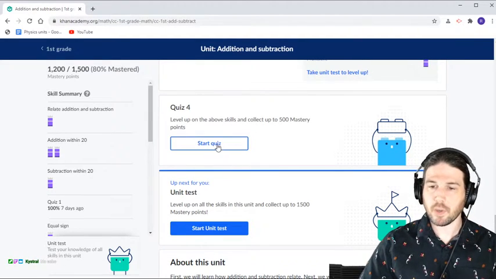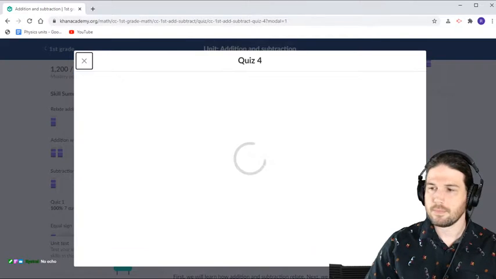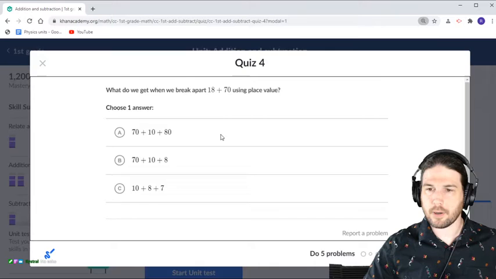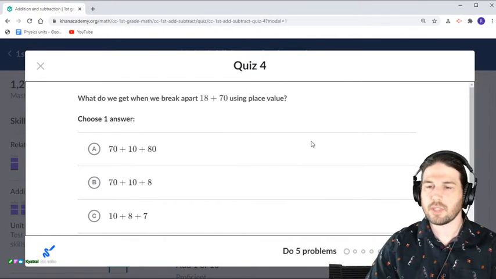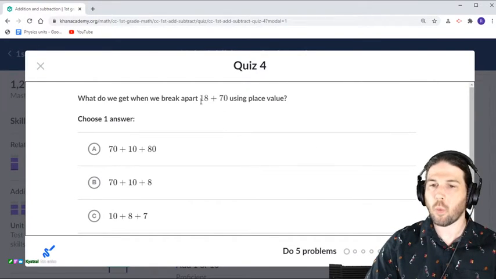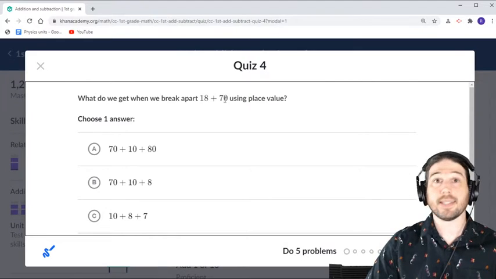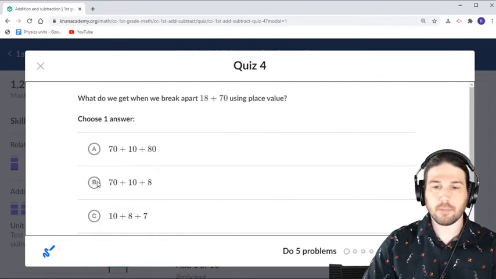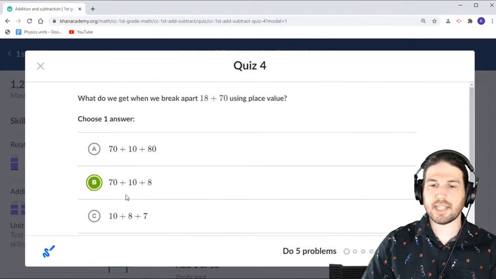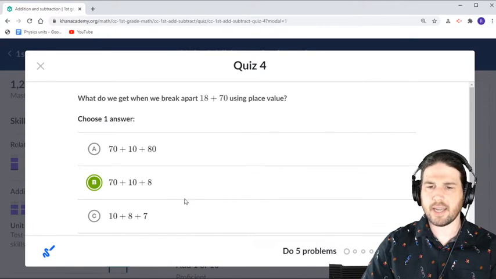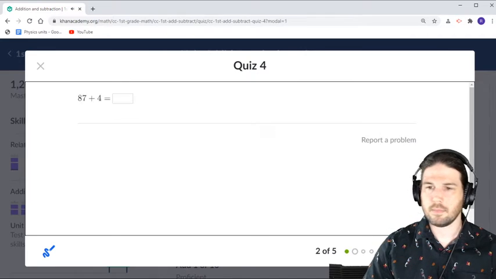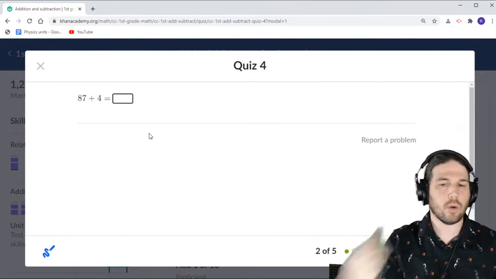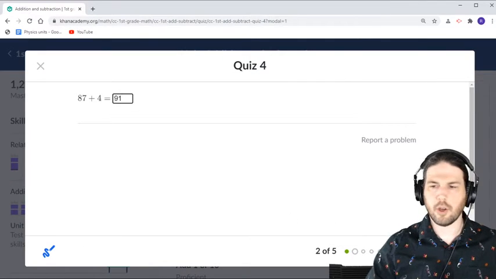So, let's do quiz 4. What do we get when we break apart 18 plus 70 using place value? Well, there's going to be 1 ten and 8 ones and 7 tens. But remember, those can be in any order you want. So I believe B is the correct one. 7 tens, and then 18 is 10 plus 8. 87 plus 4, 88, 89, 90, 91. No problem.